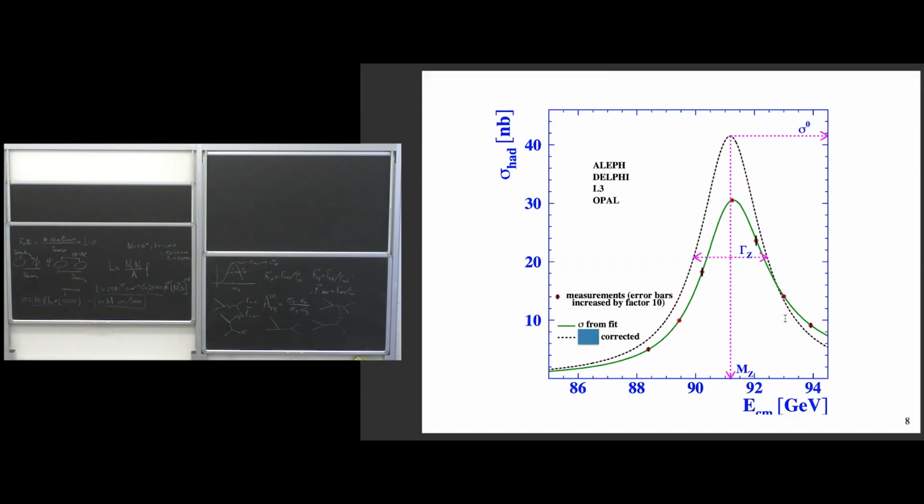So each of these points is taken from a different run, and you go to the accelerator person and you ask.